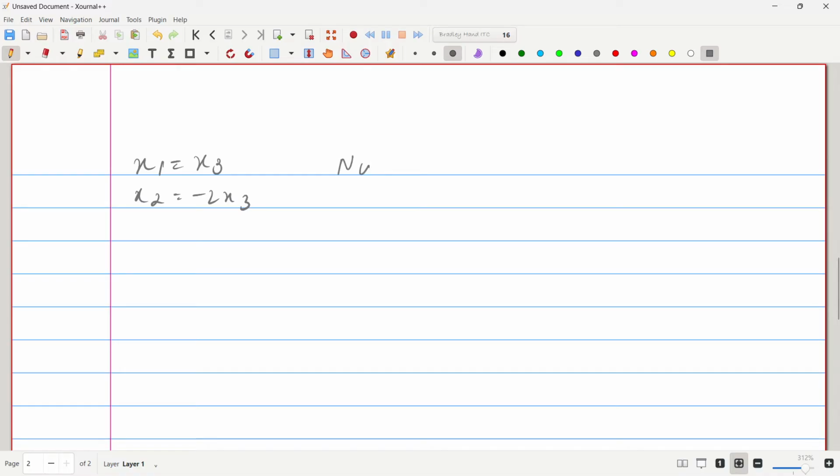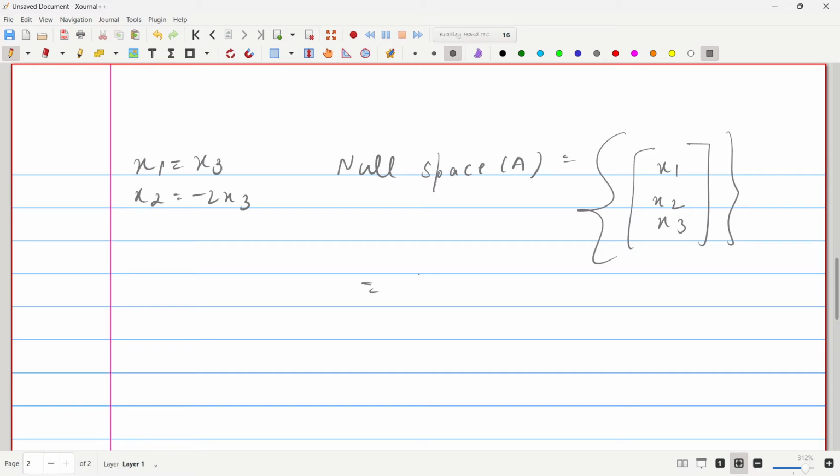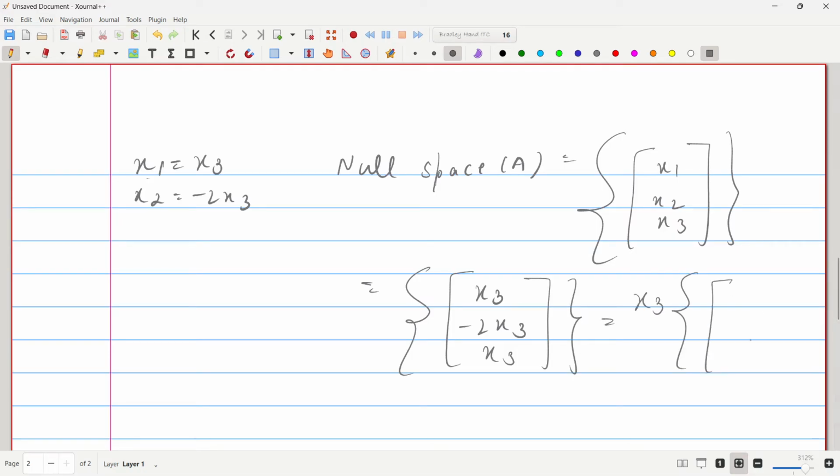So for writing the null space of matrix A, the null space will be x1, x2, x3. But as I have told you, the null space will be in terms of independent variables. So in place of x1, I have to write x3. In place of x2, I have to write minus 2x3. And in place of x3, we will write x3 only. If I take x3 common, the null space will be (1, minus 2, 1). So this will be your null space.